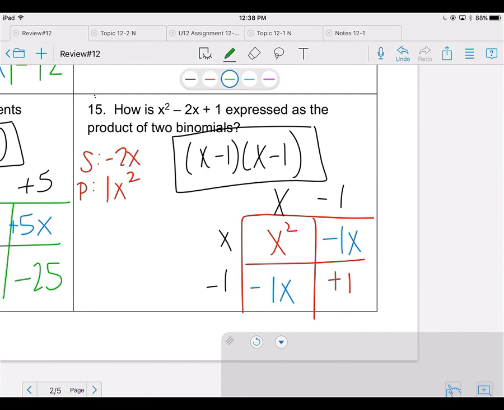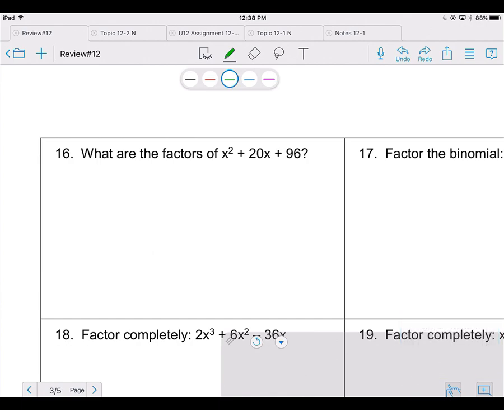So again, it is really important to make sure you're looking at the signs of your product and your sum. I put my product in correctly. My sum needs to be negative, which means I need to either come up with two factors that can add to a negative or look at my negative numbers in the table. Page 3 is more factoring, so let's get going.